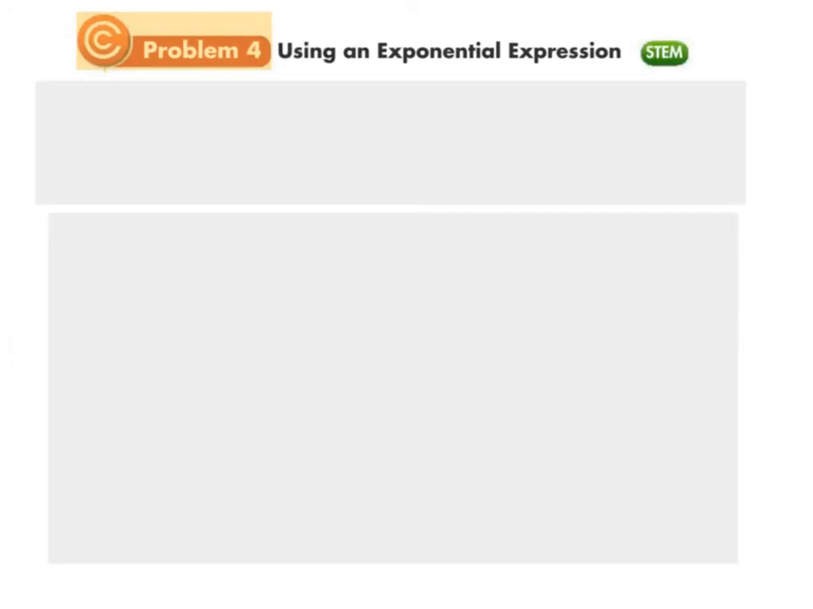Okay, and finally, problem number 4, where we're using an exponential expression to solve a problem. You notice that this is labeled STEM, which is science, technology, engineering, and mathematics. STEM refers to the idea of applying these concepts to scientific or technological or engineering problems, real life problems. So they're very important, because this is the point of all of this learning: to be able to eventually apply it to problems that we can solve.